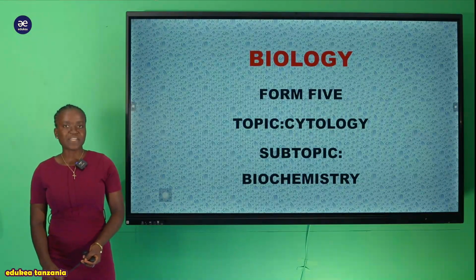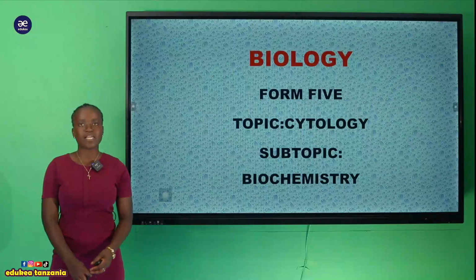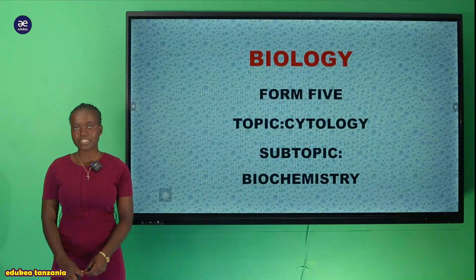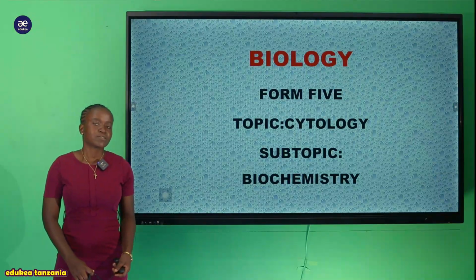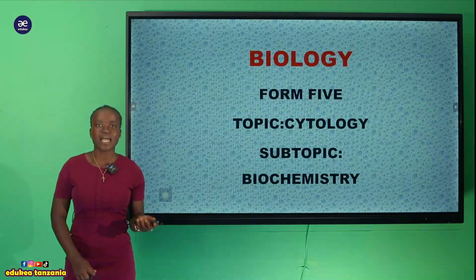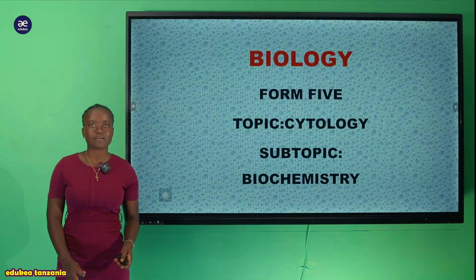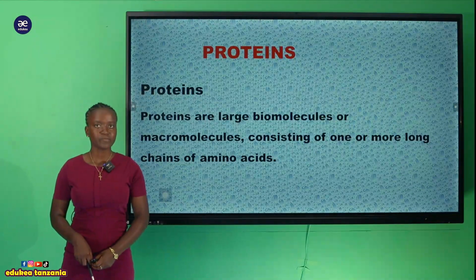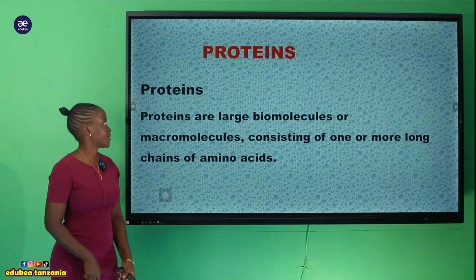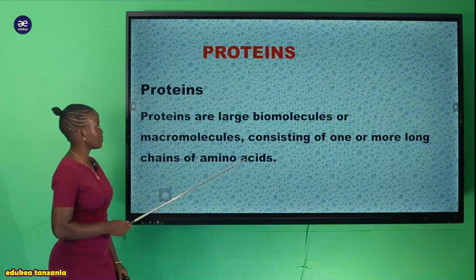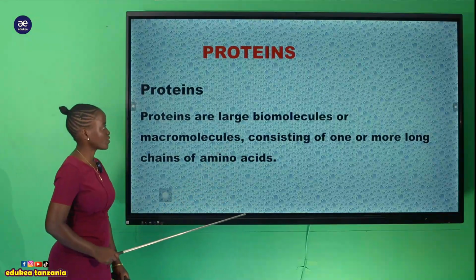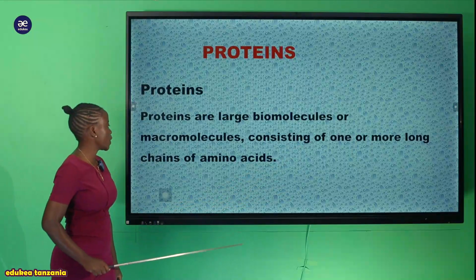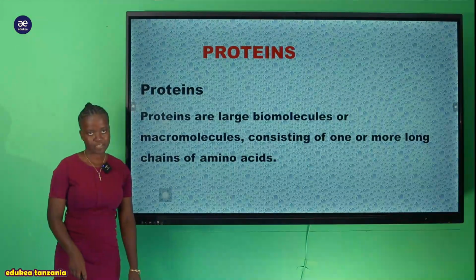In the previous session we ended by looking at the organic constituent lipid in terms of its function. In this session we are going to see another organic constituent which is found within the cell, and this is proteins. Simply, we can say that proteins are large molecules or macromolecules consisting of one or more long chains of amino acids.